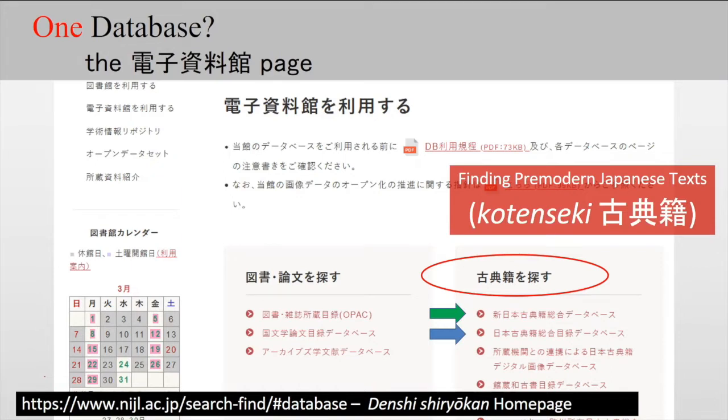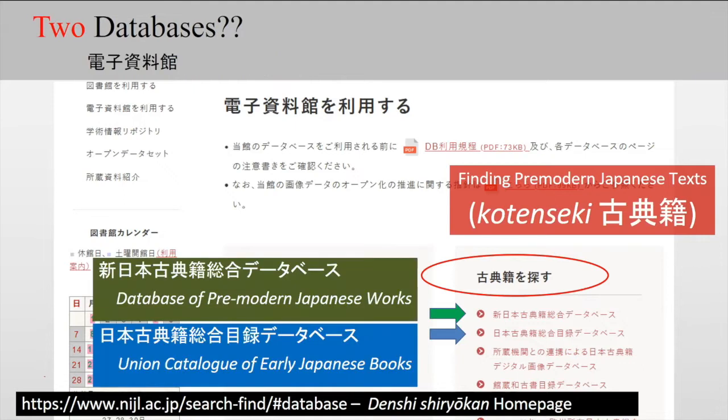This is where we find the actual link to NIJL's database, or rather links, as it seems that there are in fact two databases. The first of these, at the top of the list, is the newer Shinnihon Kotenseki Sougo Database, or Database of Premodern Japanese Works. Following this is a link to the more long-standing Nihon Kotenseki Sougo Mokuroku Database, or Union Catalogue of Early Japanese Books.